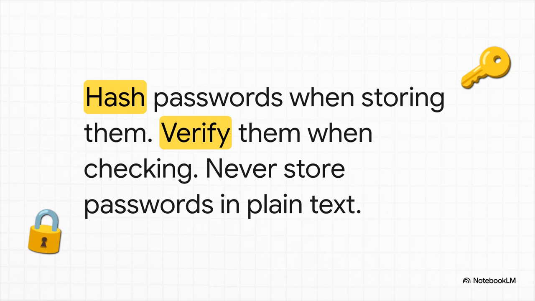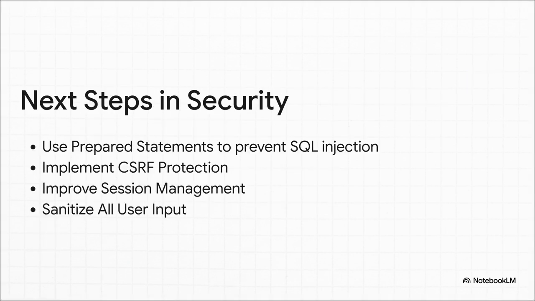Seriously, if you take only one thing away from all of this, let it be this right here. This is the bedrock of modern password security. You never, ever, ever store a user's password. You store the hash. So our bouncer is a really solid start, but professional Fort Knox level security means adding more layers. You'll also want to look into things like CSRF protection, which stops attackers from tricking your users. Even better session management to keep those wristbands secure, and always sanitizing user input, which is like checking everyone's bags for anything dangerous before they come in.